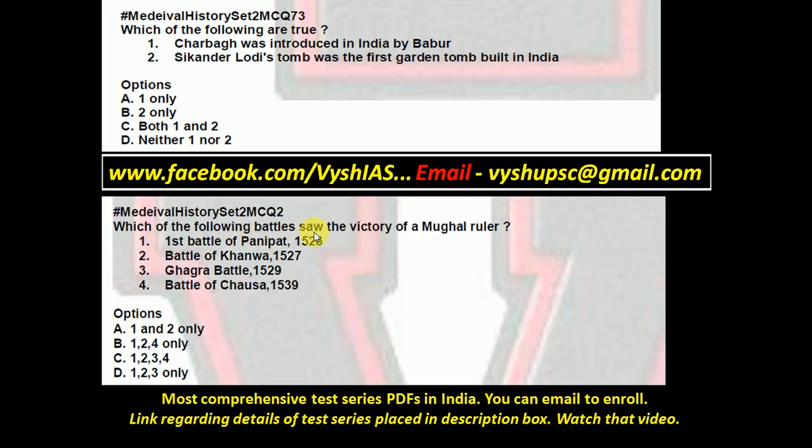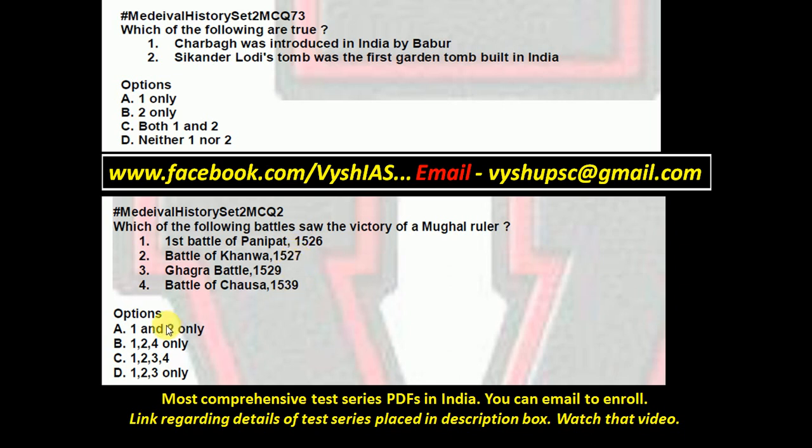Which of the following battles saw the victory of a Mughal ruler? UPSC has twisted it overall. They didn't ask about a particular battle; they asked about your holistic knowledge. Saw the victory of a Mughal ruler means not even just participating, they have to win also. So which are the battles? First Battle of Panipat 1526, Battle of Khanwa 1527, Ghaghra battle 1529, Battle of Chausa 1539. I know that only the first 2 are covered in this chapter, but if you have the knowledge of this, then try to answer this.